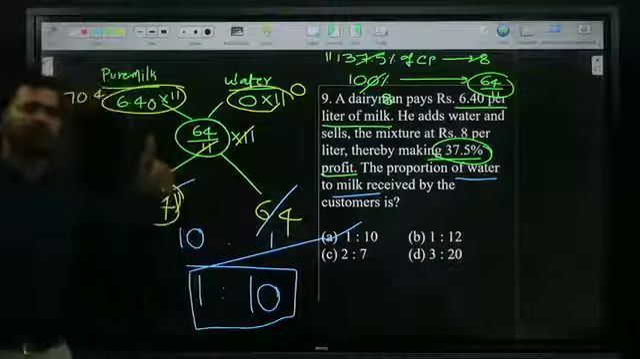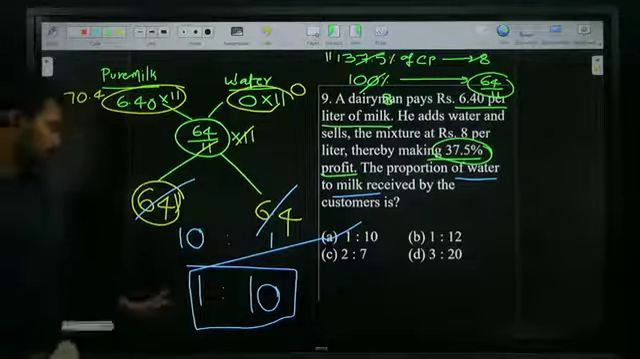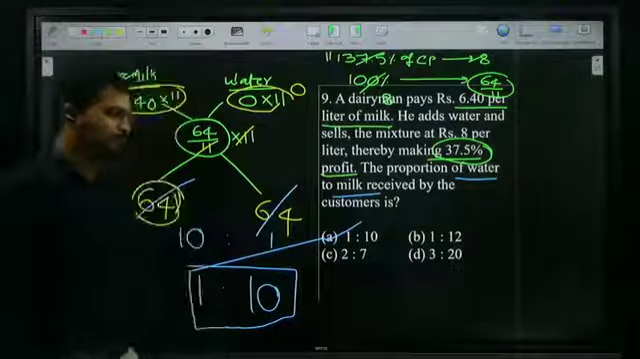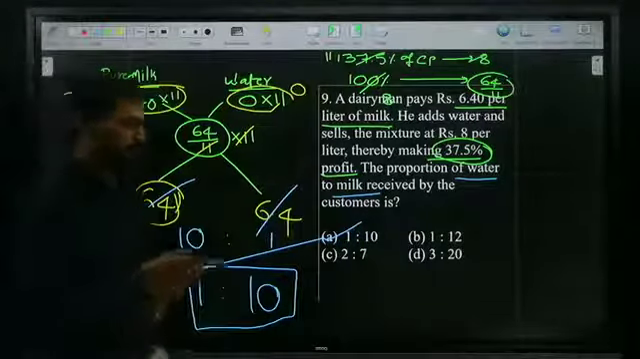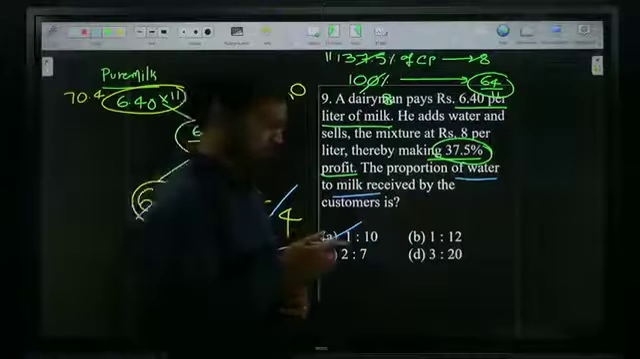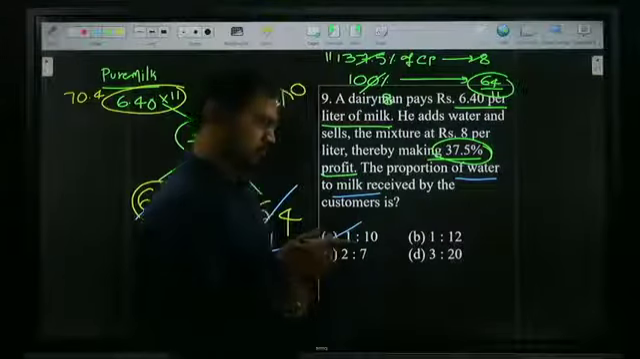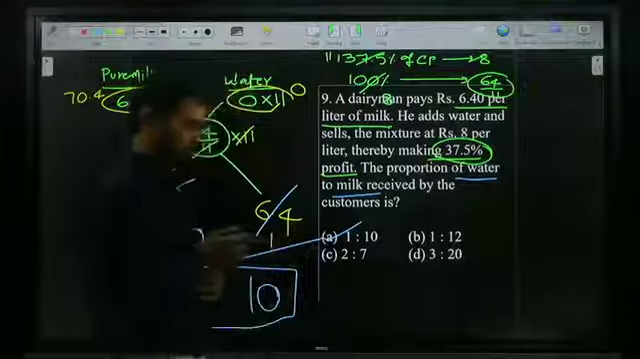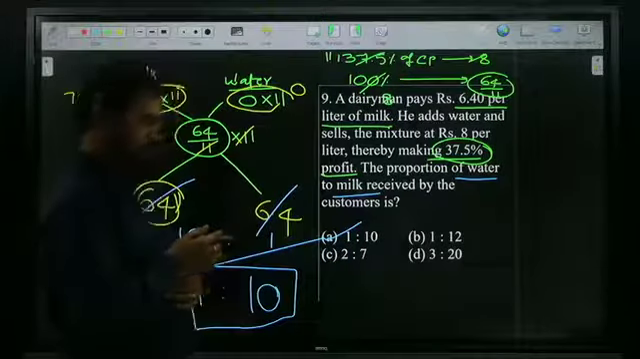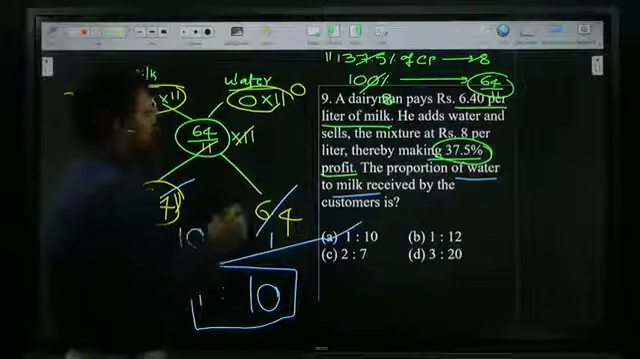All of you okay? All of you understood? So your answer is 1 is to 10. Next question.